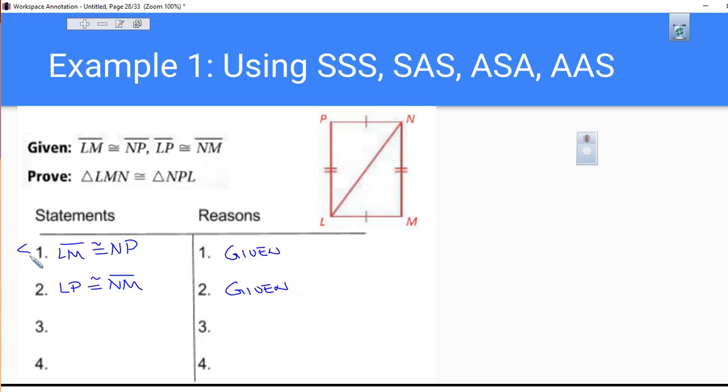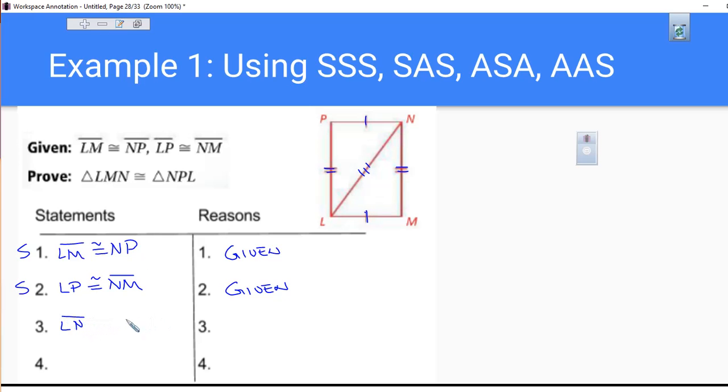So now we have our first 2 given statements. We have a statement of segments here, 2 sides that have been given to us. And if they weren't marked already, we'd go ahead and mark them. So we have these 2 sides, LM congruent to NP, and LP congruent to NM. Now we need either one other side or an angle. If you look at our picture here, anytime we have the same side that's a part of both triangles, we can say that it's congruent by the reflexive property.